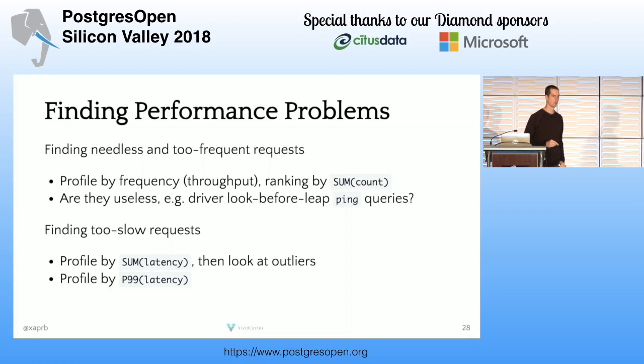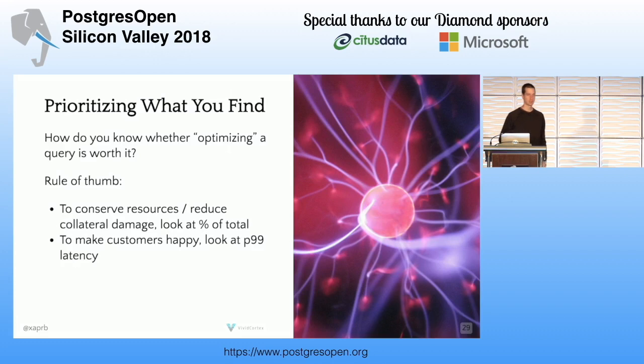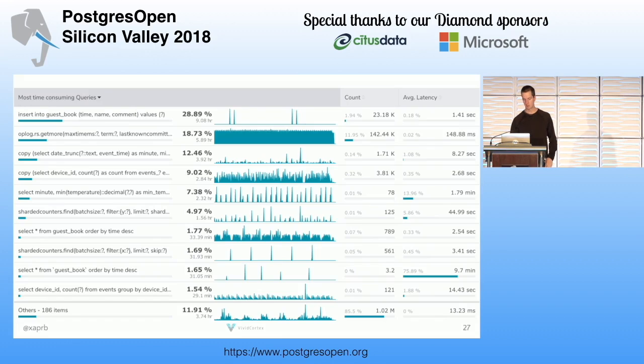You can also find requests that are too slow, that have too high latency, by looking at the latency, or by looking at the time-consumingness of them, or by looking at descriptive outlying tail metrics like the 99th percentile latency. The next question is, when something floats to the top, how do we know if it's actually worth optimizing?